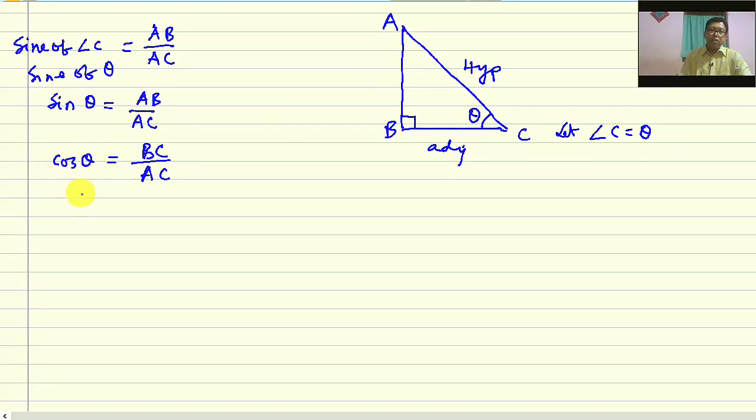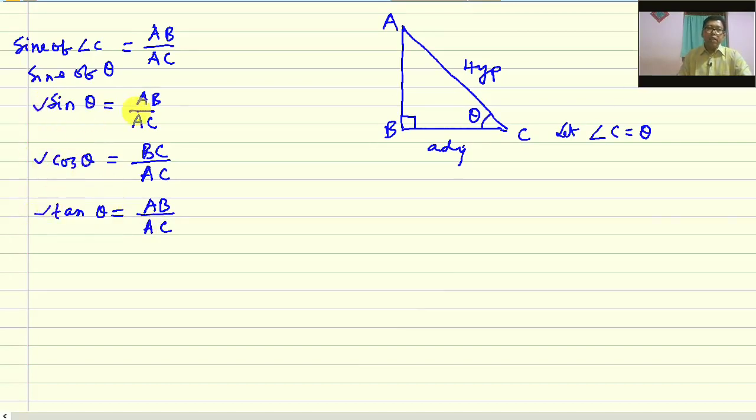Now, what is tangent of theta? In short, this is tan theta. So in this way, tan theta is equal to the opposite side of the angle theta divided by the adjacent side. That means AB upon BC. In this way, the basic three ratios are found.